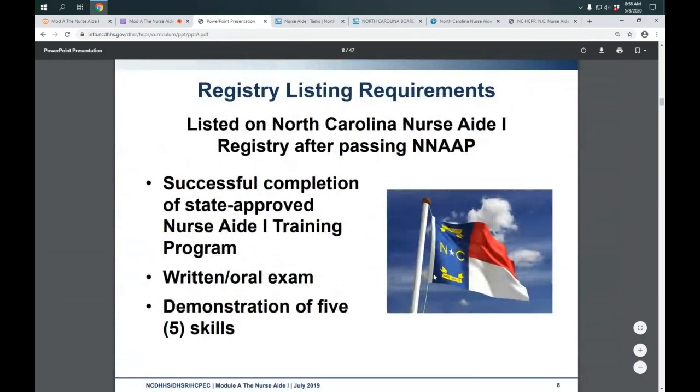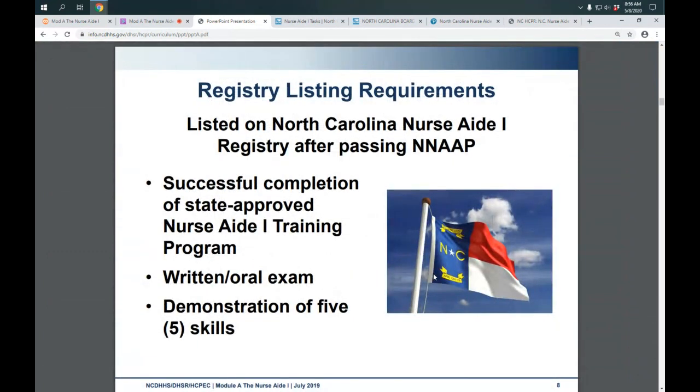Registry requirements. Now, these are the things that you have to do to stay registered, and you must be registered to work. If you let it expire, you can't work. That's fraud. You cannot work if you let your registry expire. So what do you have to do to maintain it?